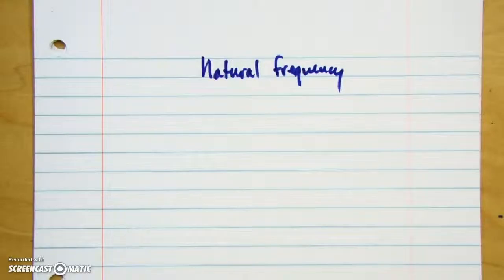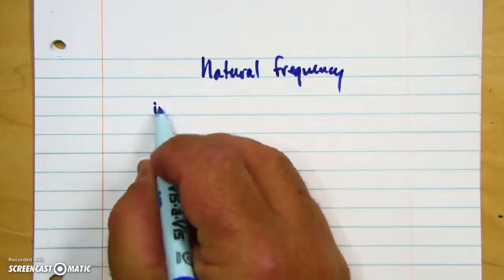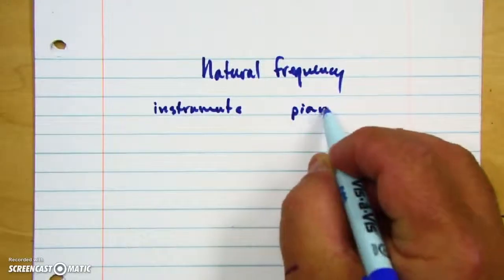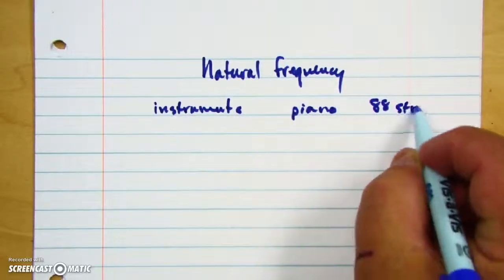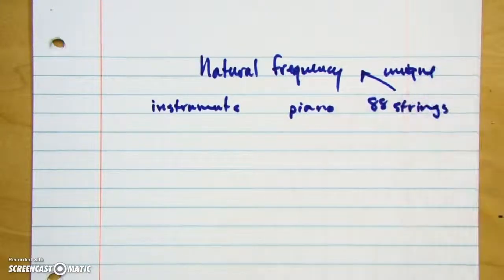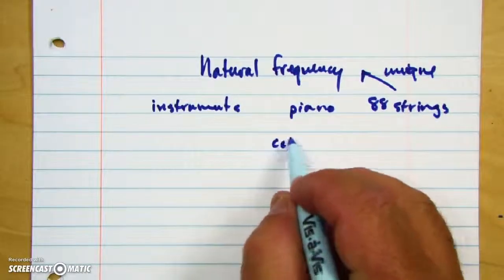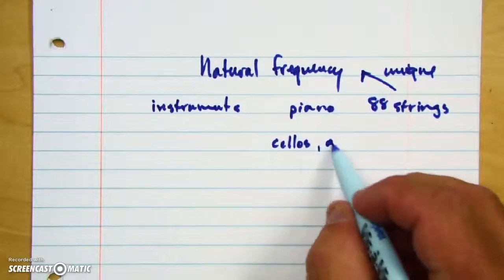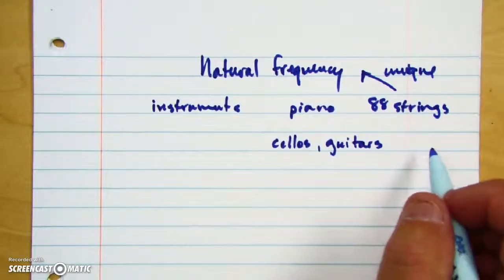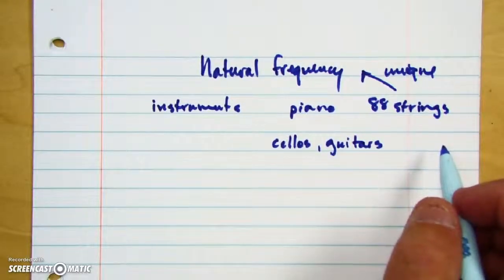The natural frequency is the frequency at which something's naturally going to want to oscillate or vibrate. We see this a lot with musical instruments. For example, a piano has 88 strings. Each string has its own unique natural frequency. And what you do is you pluck different strings, and that's how they work. Cellos, guitars, things like that, you change the length of the string. So you can change the frequency based on where you attach it.